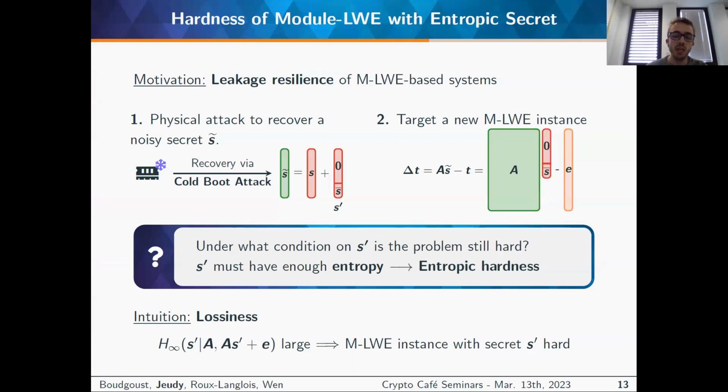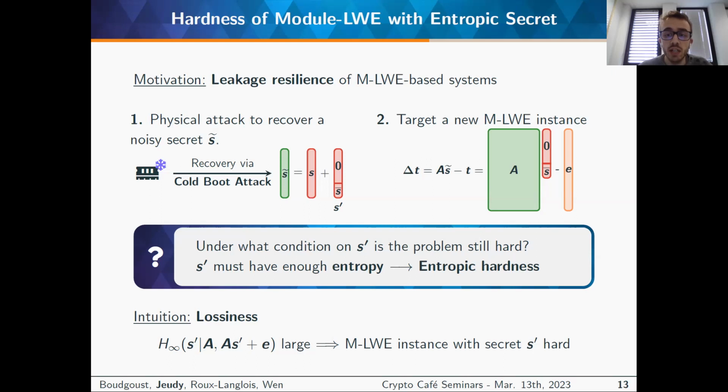The reason why we are interested in this non-uniform, or arbitrary, secret case is motivated by the leakage resilience of M-LWE-based cryptosystems. Let me give you an intuition why. Assume that I have an attacker that is allowed to perform physical attacks and recover some noisy version of the secret, S tilde, which is S plus some S prime, where S prime is a random perturbation composed of random bit flips, for example, due to the hardware, but it has a much lower entropy than S used to have. So now they can target a new M-LWE instance by computing delta T, which is A S tilde minus T, which is A times S prime minus E.